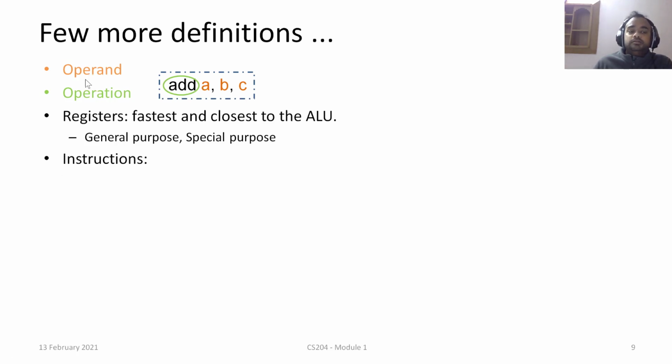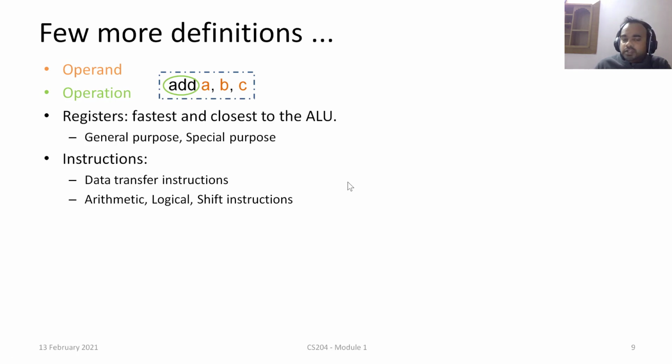And instructions, like I mentioned, have the operation and operand in them. There are three types of instructions. One is the data transfer instruction. Data transfer instruction means loading data from the memory to the register or storing the value in the register back to the memory.